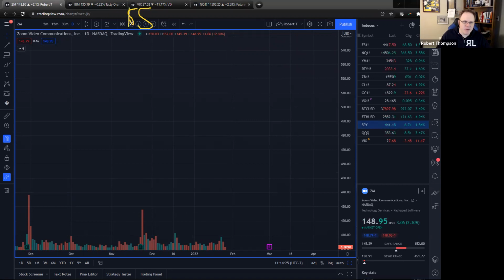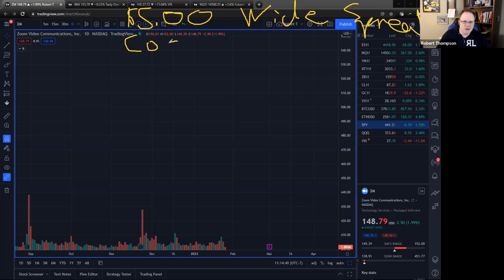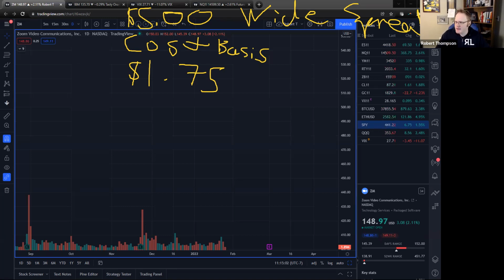$5 wide spread. I want to start showing you guys the magic of how this math works. We fill the trade at $1.75. This is what's known as our cost basis. Our cost basis on the trade is $1.75. We put the trade on. What is our target GTC order if we fill the trade at $1.75 on a credit spread?